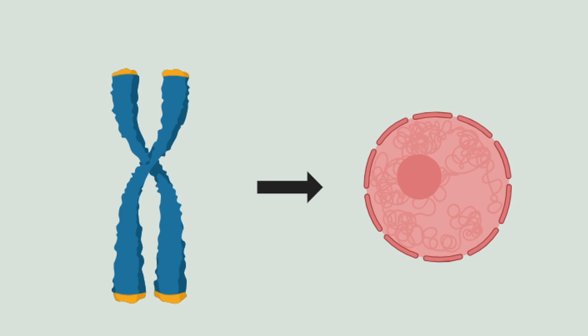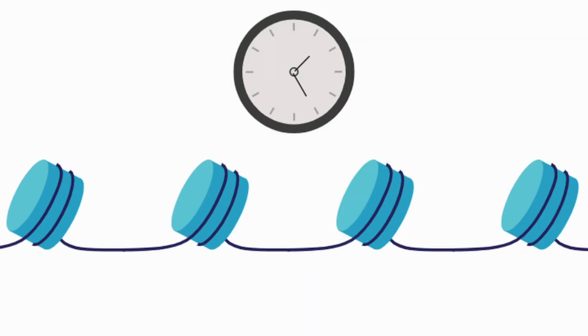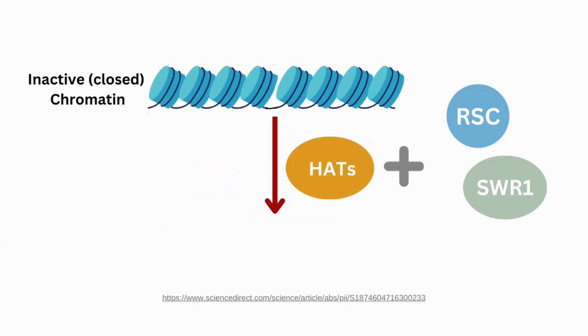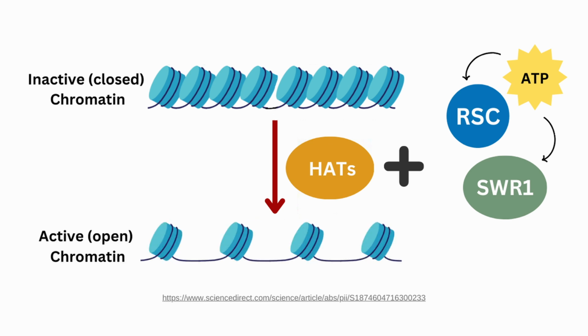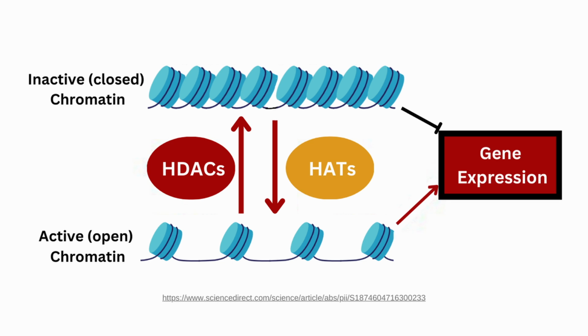Chromosomes are found within the nuclei of cells in animals, plants, and fungi. Chromatin is a dynamic structure and its compactness changes over time. Histone modification enzymes and ATP-dependent chromatin remodeling complexes can modify histone proteins and move nucleosomes around, allowing the chromatin to loosen and become more accessible or vice versa.